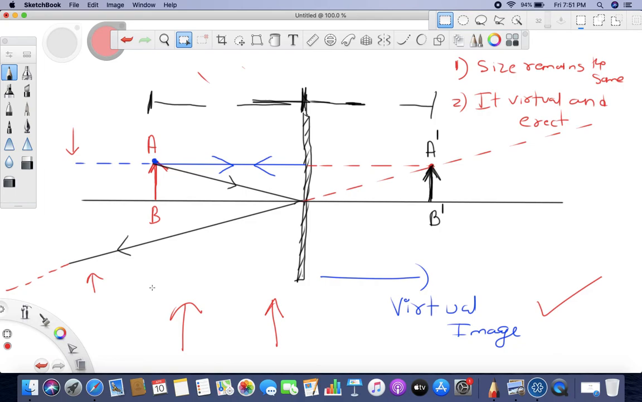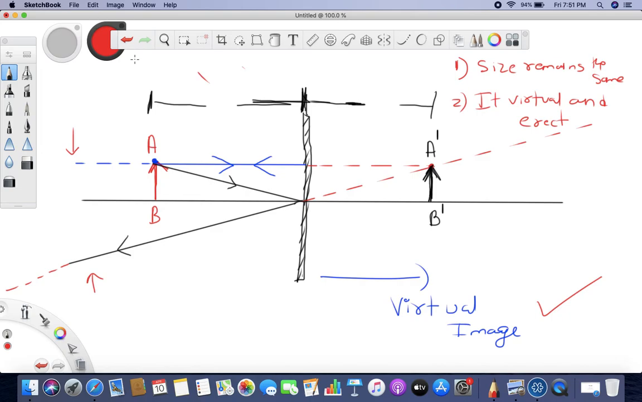So that's why, what type of image is it? Erect image. If you see inverted, exactly the opposite of it, then we call it an inverted image. I'll show you that also later on, not in a plane mirror, now spherical mirror. So the size remains the same, the image is virtual and erect, and third, the distance remains the same. The distance of the mirror and object and the distance from the mirror and the image both remain the same.